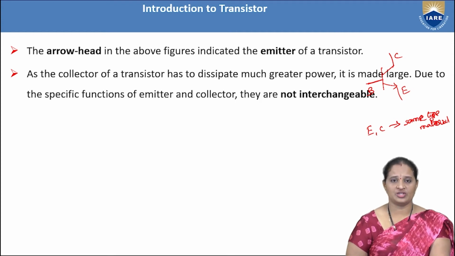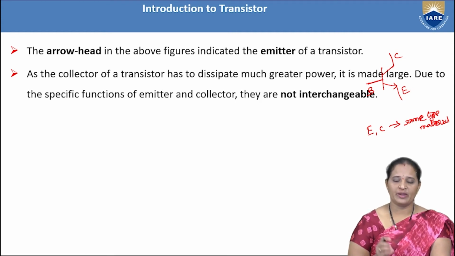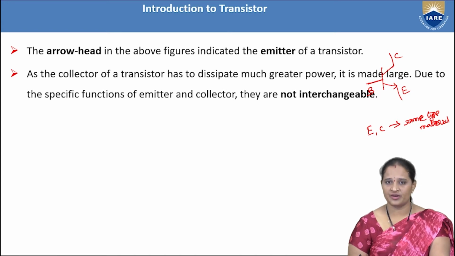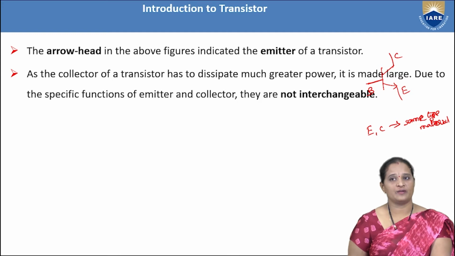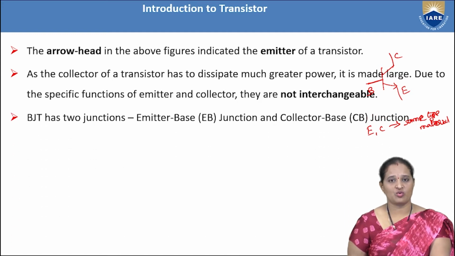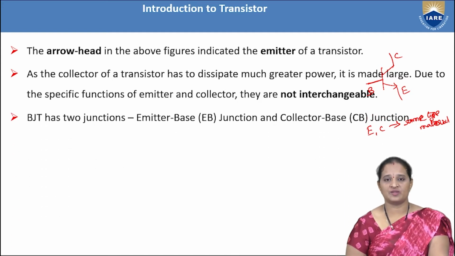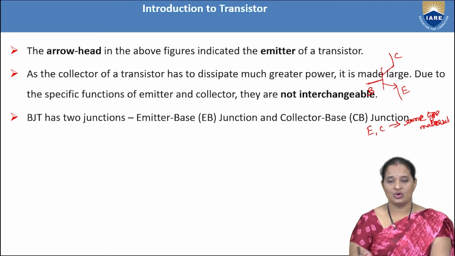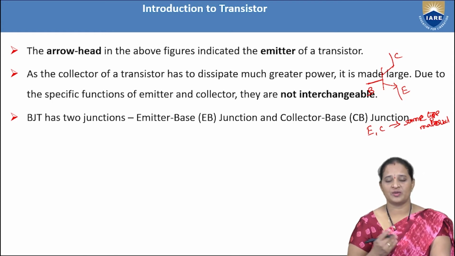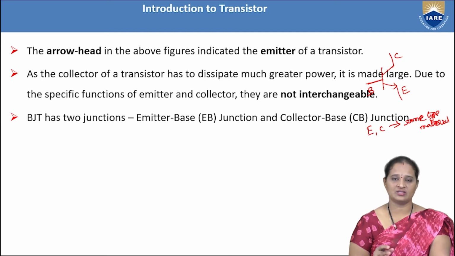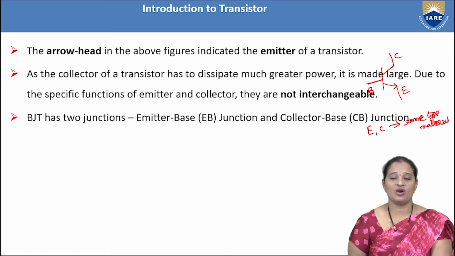Why can we not interchange them? Because the doping levels of emitter and collector are different, and even the sizes of emitter and collector are different. The size of the emitter is moderate, whereas the size of the collector is high. So even though those are of the same type of material, we cannot interchange them, because the doping levels and the sizes of emitter and collector are different.